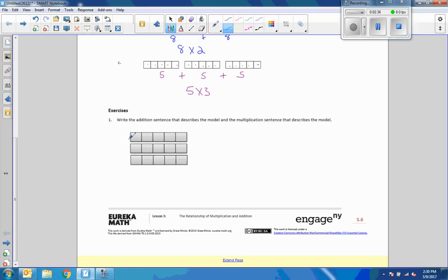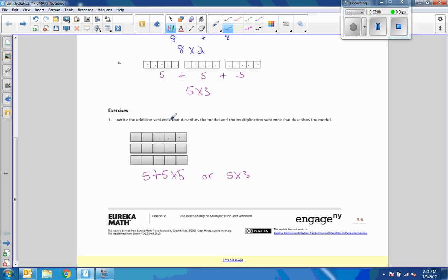Exercise 1, write the addition sentence that describes the model and the multiplication sentence that describes the model. Okay, so this is the same as up here, except they're stacked up on each other. This is 1, 2, 3, 4, 5. And this is 5, and this is 5, so I can say 5 plus 5 plus 5, or 5.